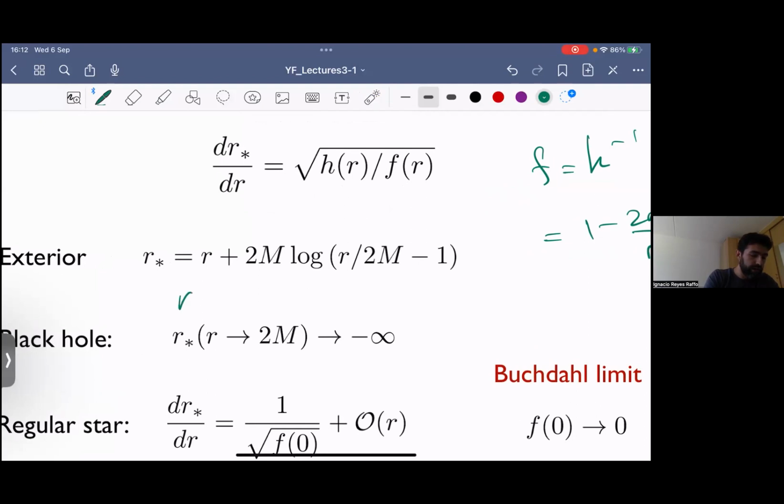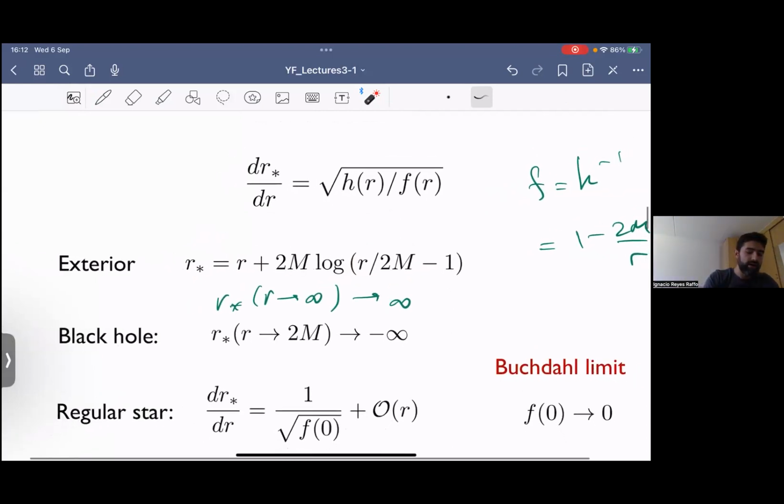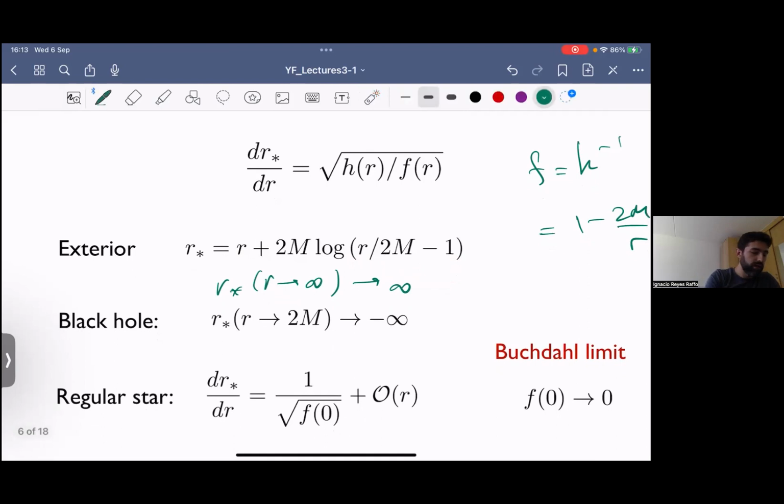So if we take, in the previous equation, r going to infinity, clearly this thing goes to infinity because this one goes to infinity and the log actually also. So the tortoise coordinate goes to infinity at spatial infinity. But on the other hand, if you approach the horizon, so if r goes to 2m, you see that the first term is constant, but the second term diverges negatively because you get the log of 0, going from above. So the important thing here is that the range of the coordinate, r star, goes from minus infinity to infinity in the case of a black hole.